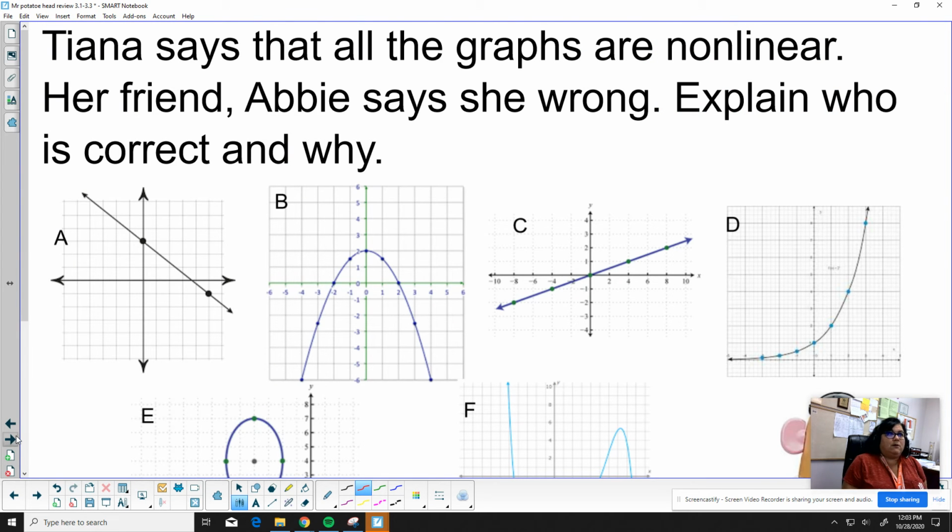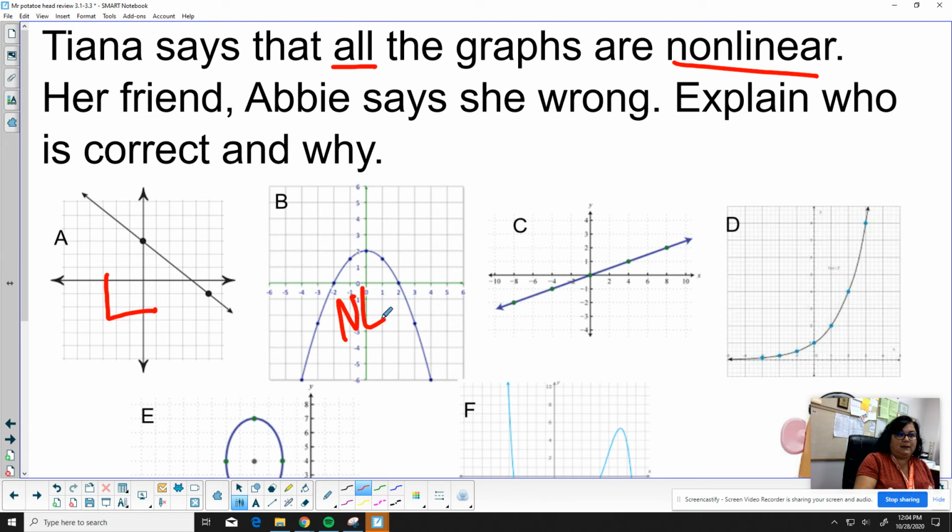Okay, Tiana says that all of the graphs are nonlinear. Her friend Abby says she's wrong. Explain who is correct and why. Remember that nonlinear means not a line. Well, I look at the first one, and this one is a line. It's linear. This one's nonlinear.